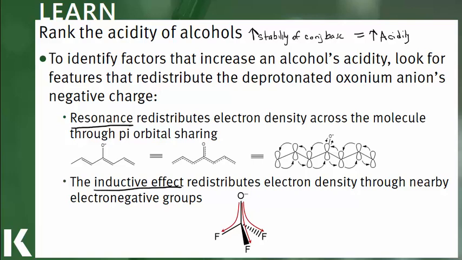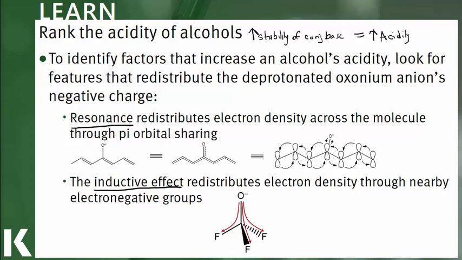Both redistribute the negative charge from the oxonium anion across the molecule. The better distributed the negative charge, the less negative charge there is on the oxygen, and the more stable the conjugate base. As mentioned before, the more stable the conjugate base, the more acidic the alcohol.